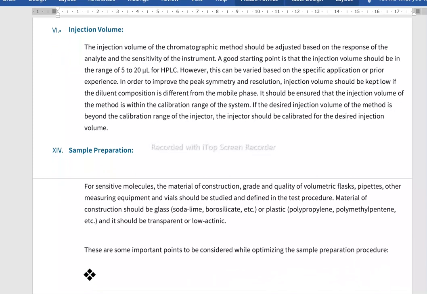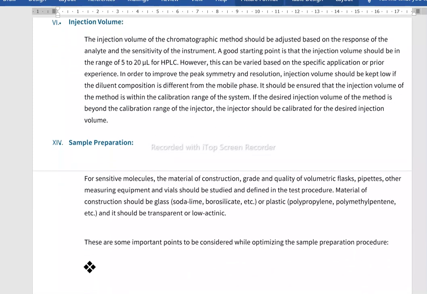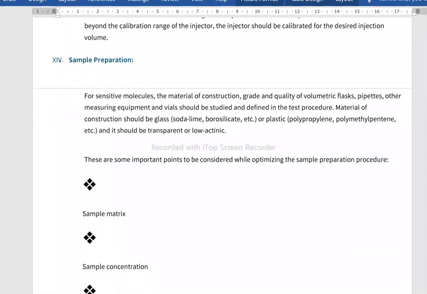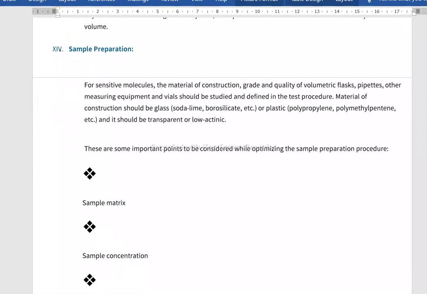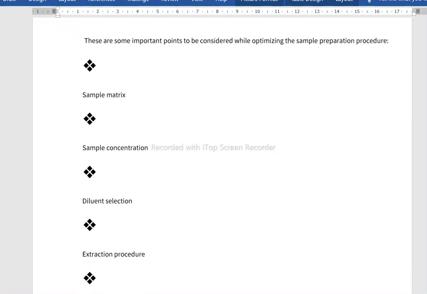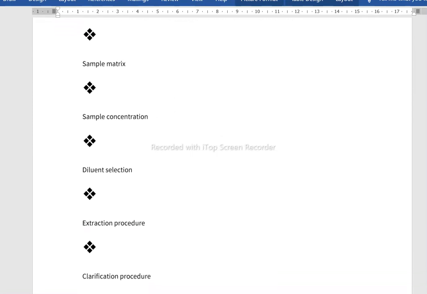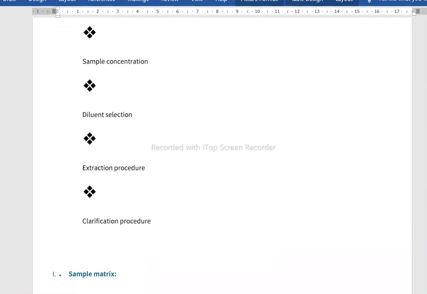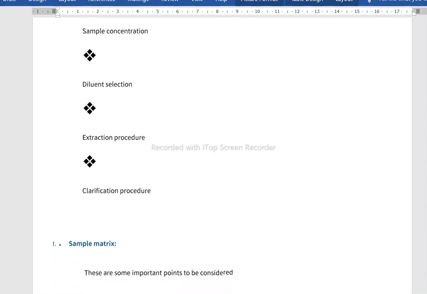There are some important points to be considered while optimizing the sample preparation procedure. First one is the sample matrix, second one is the sample concentration, third one is the diluent selection, fourth one is the extraction procedure, fifth one is the clarification procedure. These should always be considered. First is the sample matrix.